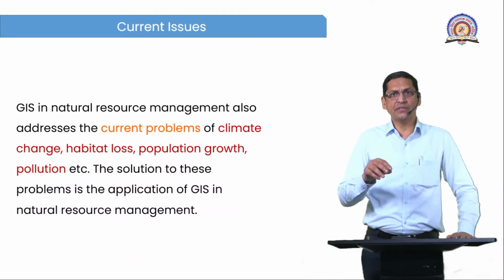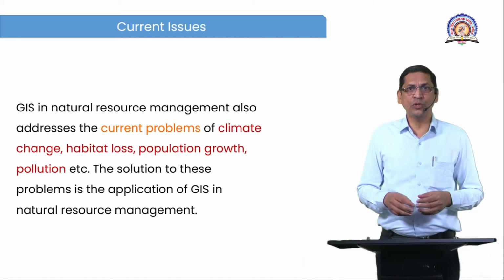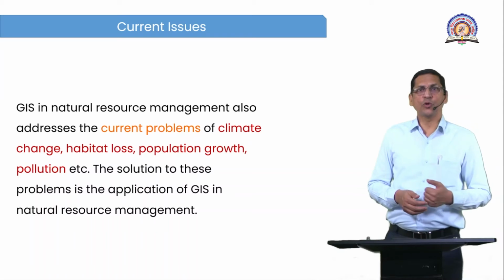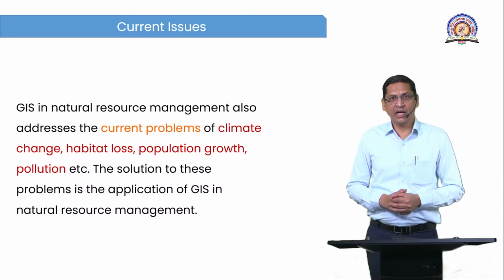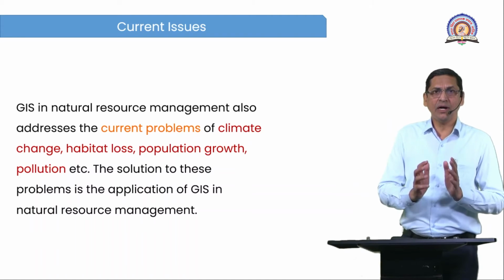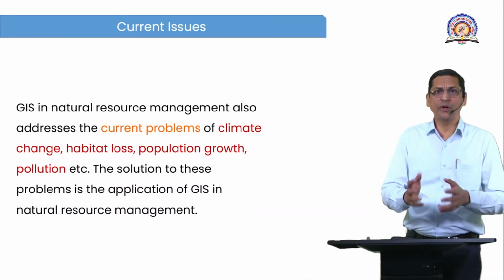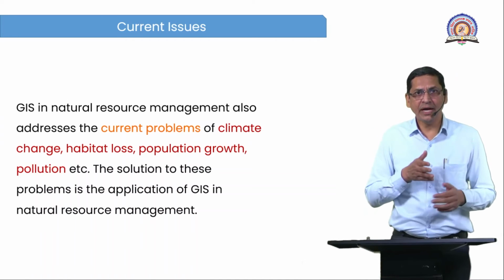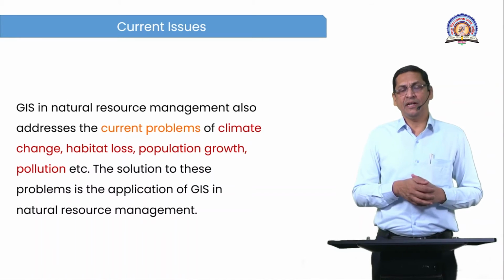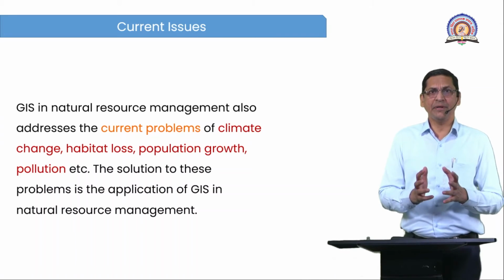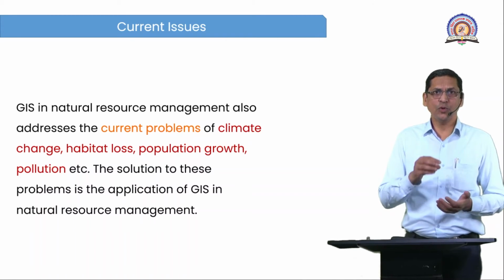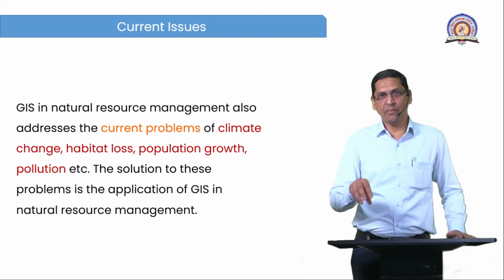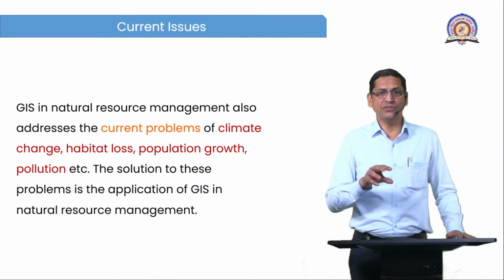Then habitat loss, that is a very important issue. Habitat loss means the earth is not only for human beings. There are animals, there are plants, there are microorganisms, there are birds, and they require a natural habitat. But due to growing population, we have encroached on their habitats, and therefore the size of natural habitat is decreasing. And therefore, to notice the habitats of this biodiversity, we have to use GIS techniques.